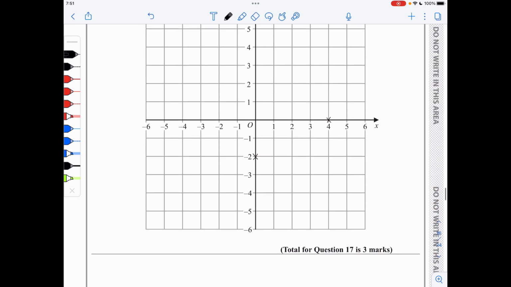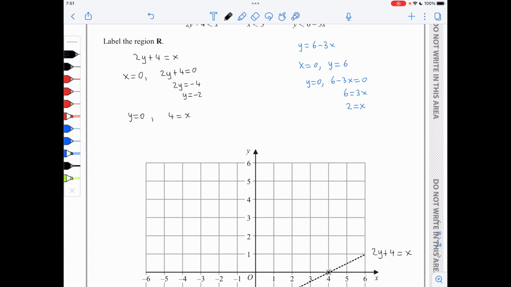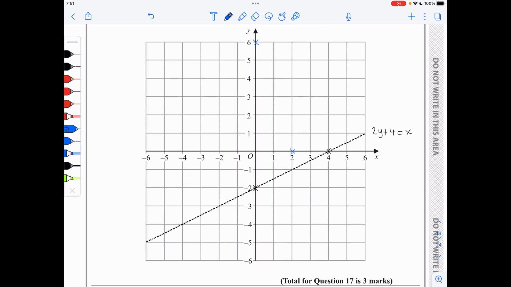And therefore, the straight line should be this one here. So this is the line with equation 2y plus 4 is equal to x. Similarly, for the third line, it was passing through the point (0, 6) and the point with coordinates (2, 0). So (2, 0) is here, and again I will draw the straight line passing through both of these points. There it is. So this is the line with equation y is 6 minus 3x.